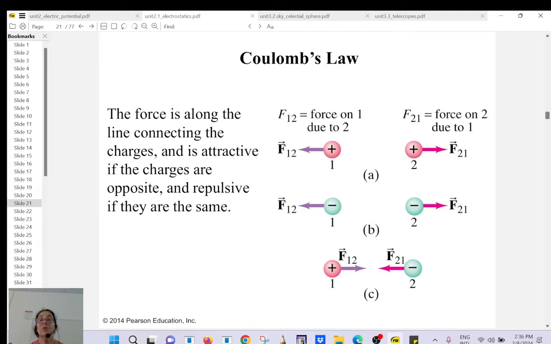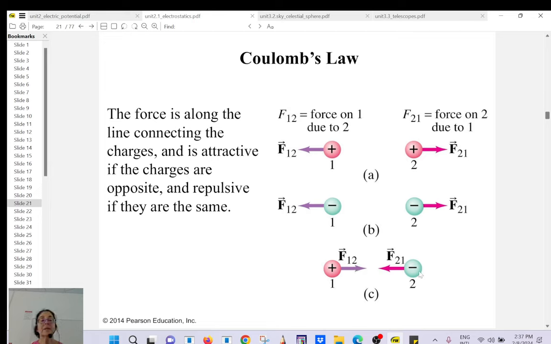Okay, so Coulomb's law. So Coulomb's law is going to give you the... Do you remember when you had two masses and two masses repel each other, right? But for the charges, either they can repel each other or they can attract each other. That force, this electrostatic force, is called Coulomb's law.